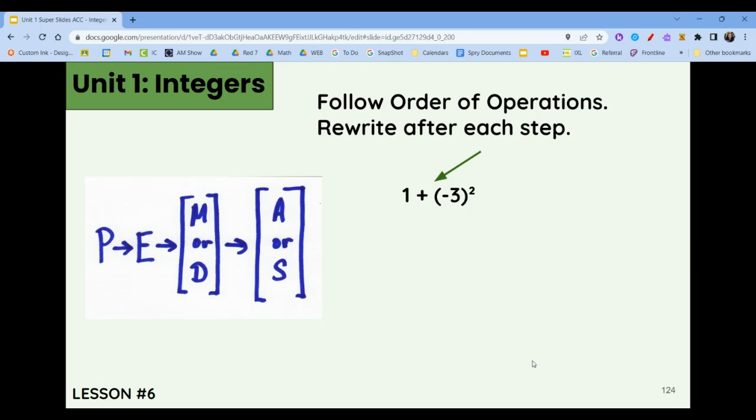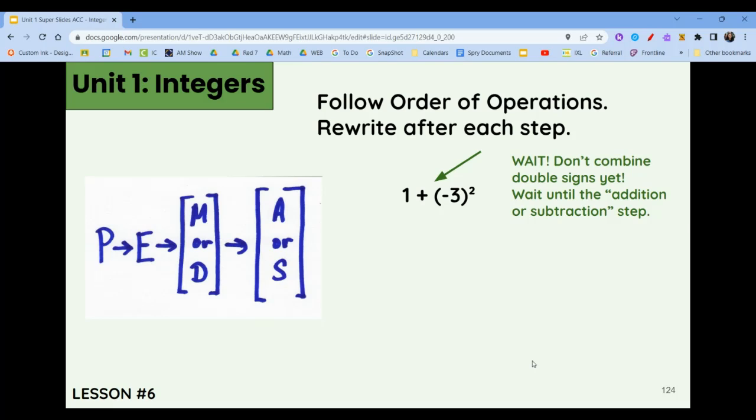This next problem, a lot of students make a mistake where they try to combine double signs. But wait, don't combine double signs yet. Combining double signs happens during addition and subtraction. So you have to wait until the addition or subtraction step to combine any double signs. Here, there's nothing to do inside of parentheses, but there is an exponent. So I have to perform this exponent first.